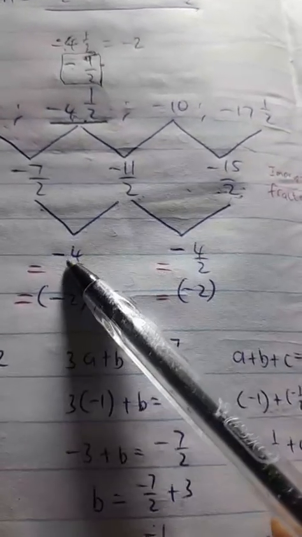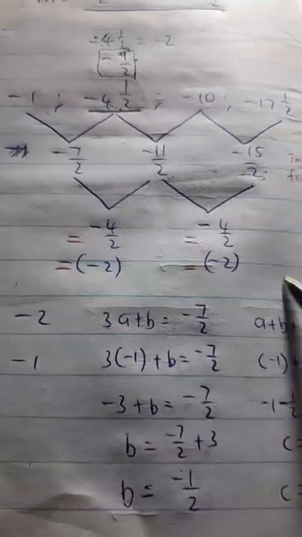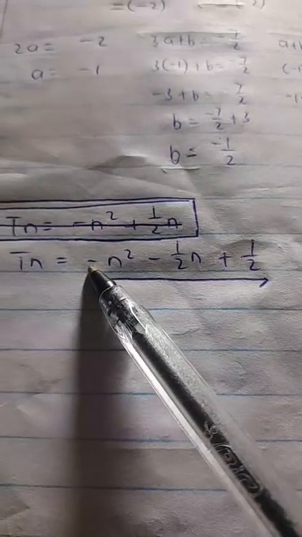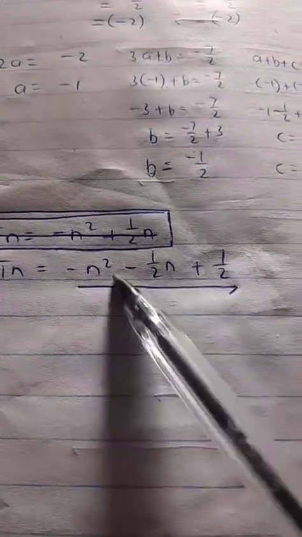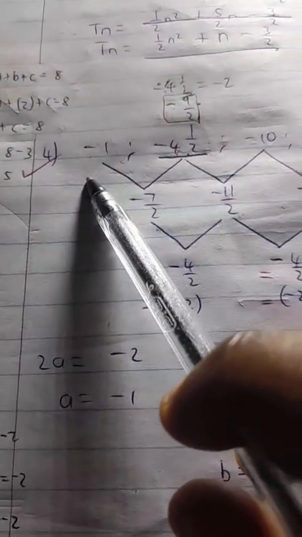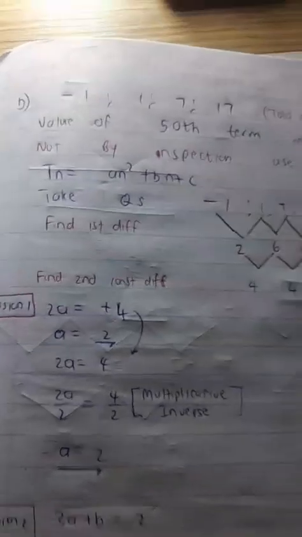Then this is the constant term, negative 2, negative 2. Ultimately, what that helped us to do was to find the value of A, B, and C, and we were supposed to get negative n squared minus half n plus half. That was for number 4. Are we together? All right, so this is just, guys, a quick review. I'm not really spending too much time.